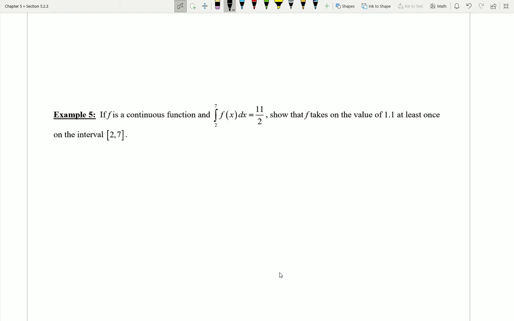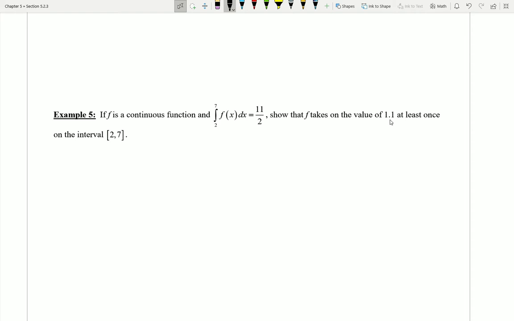Let's take a look here now at example number 5. Let's suppose that I have a function f that's continuous, and that if I wanted to find the area underneath this function from 2 to 7, I could calculate that area as 11 halves, or 5.5. Now, my goal in this question is to show that the function f takes on the value of 1.1. That is, it hits the y value of 1.1 at least once on the interval from 2 to 7.